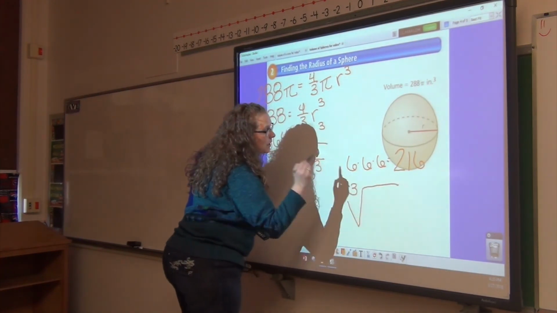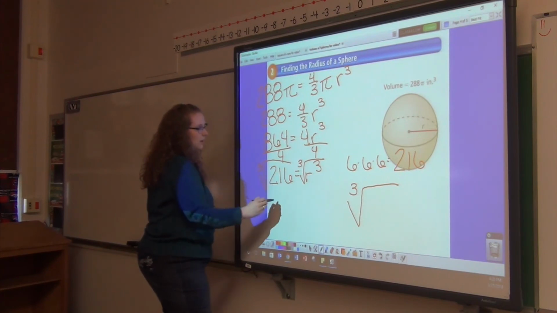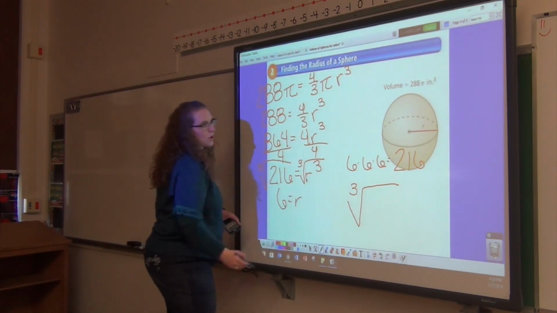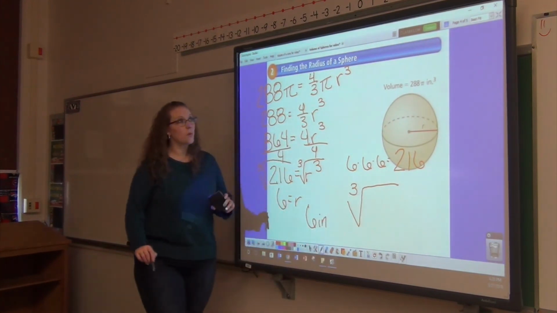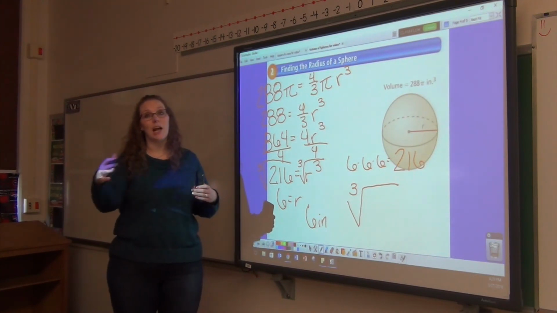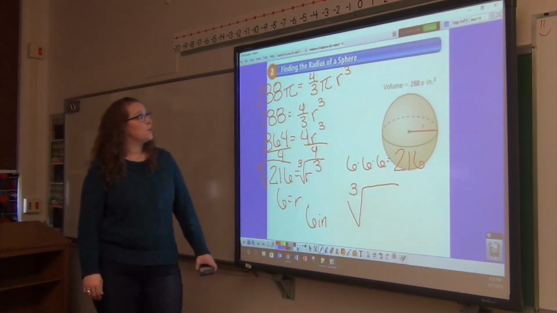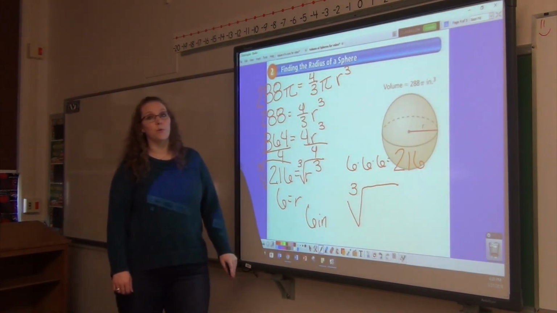So when I cube root this, and we write that like this, I will write that a little bit bigger. We cube root this, and we get 6 equals our radius. So our radius is equal to 6 inches. It's not squared, it's not cubed, it's just 6 because it's just that distance from the center of our sphere out. And that is how you use volume to solve for the radius of a sphere.